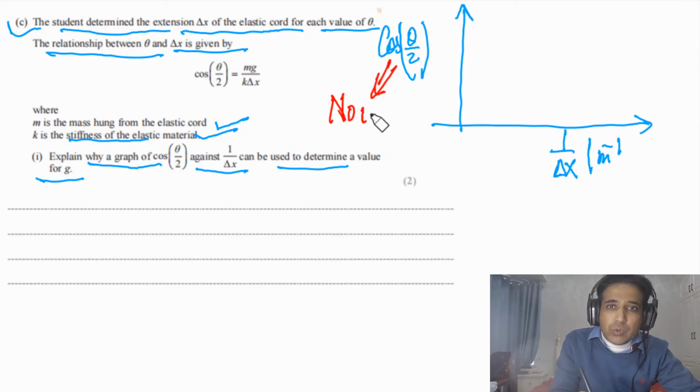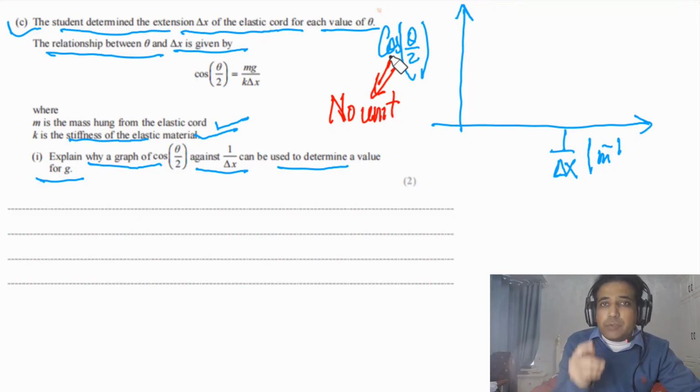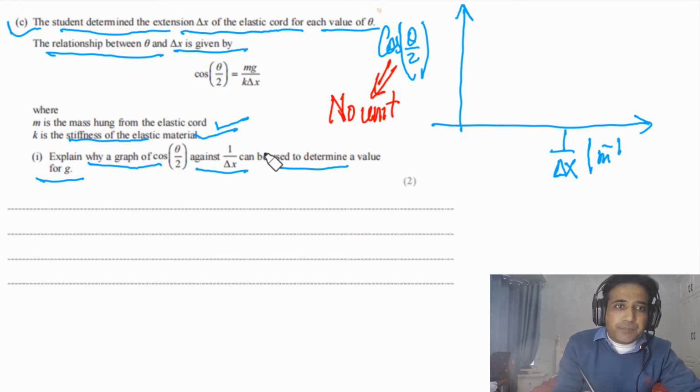I hope you will say it has no unit. It has no unit, because cosine of theta, sine of theta, tangent of theta, they are the ratio between 2 same quantities. So cosine of theta, sine of theta, tangent of theta, they have no units. So this is one thing we need to understand.